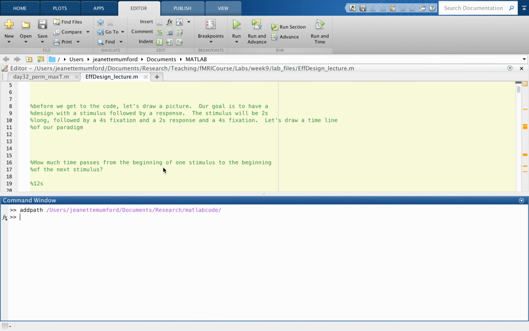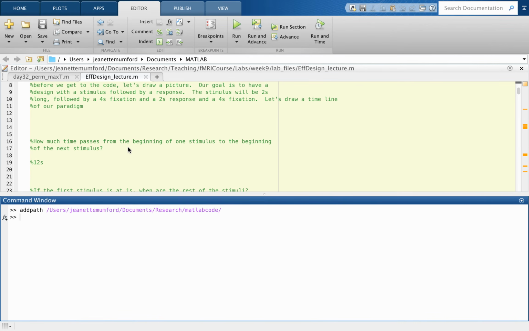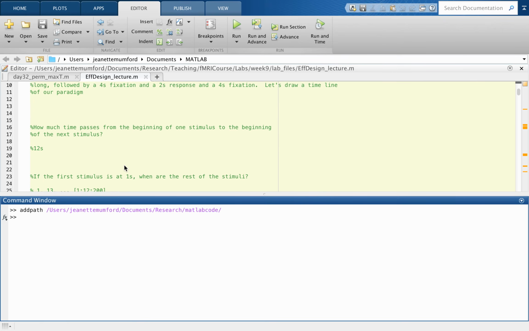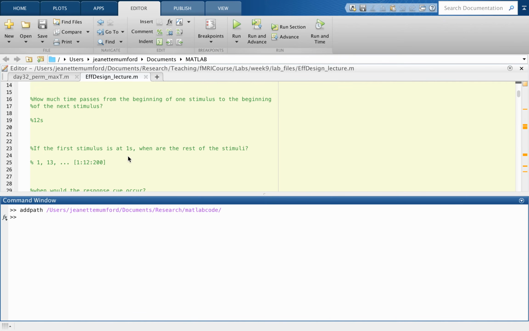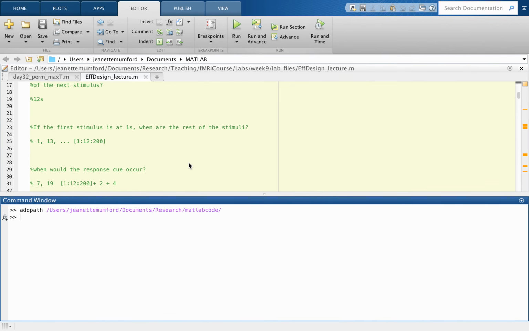So we drew the timeline. How much time passes from the beginning of one stimulus to the beginning of the next? 12 seconds. We just drew that out. The first stimulus is at 1 second. When are the rest of the stimuli? This is just what I wrote out, 1 colon 12 colon 200. So the length of our run will be 200 seconds.